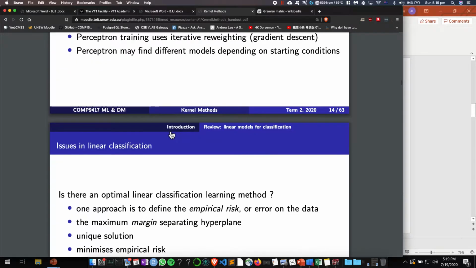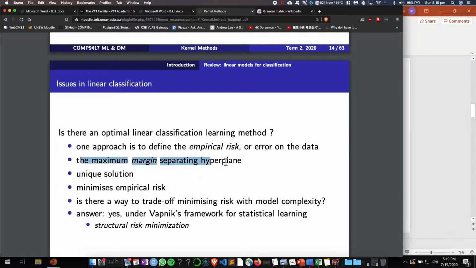Okay. Maximum margin separating hyperplanes. So this is what we're going to talk about here today, and this is the concept that underpins support vector machines.